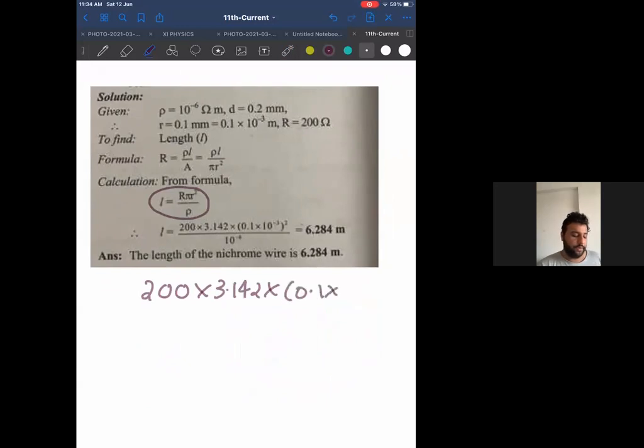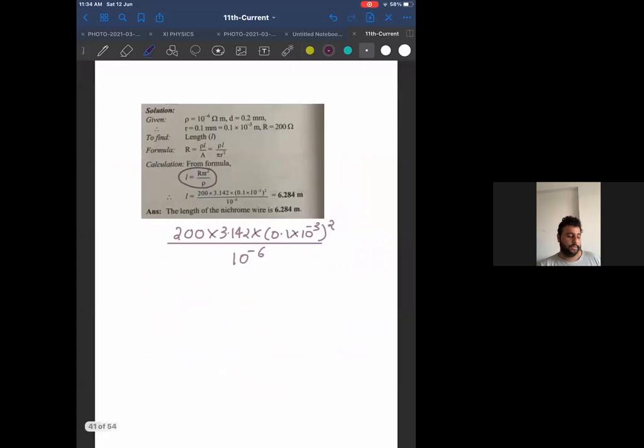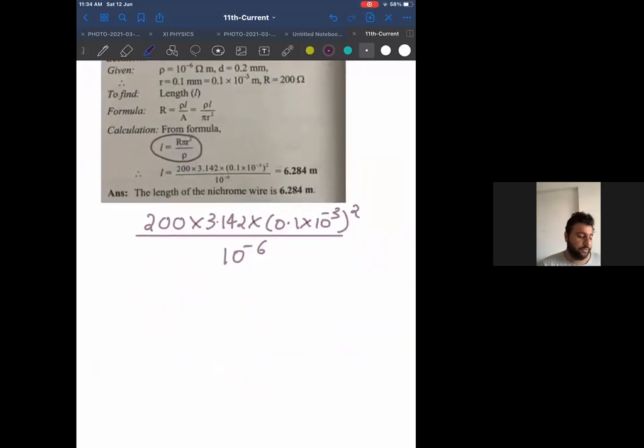They have taken 0.1 into 10 power minus 3 the whole square upon resistivity, rho. The resistivity is 10 power minus 6 they have given. So write it as 10 power minus 6. Now you just have to simplify this particular step. They have directly given you the answer 6.2. Actually 6.2 you can write it as 2 pi also. Check if you're getting the answer close to 2 pi, approximately 2 pi. Just tell me.